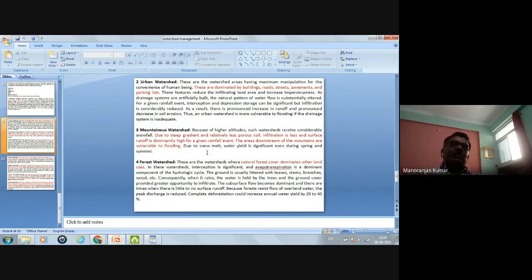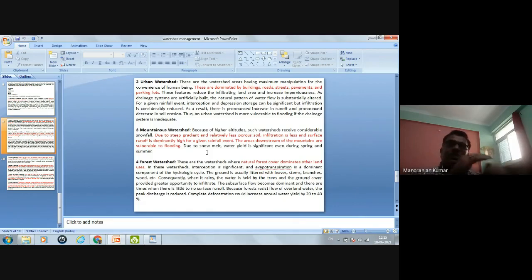Now, the other type of watershed is the forest watershed. We have seen the agricultural watershed, where agriculture is dominant. In the urban watershed, urban activities are dominant, with more buildings, roads, streets, pavement, and parking lots. In the mountainous watershed, more area is occupied by the mountain. If the mountain is of high altitude, there will be snowfall, and this area is more vulnerable to flooding.